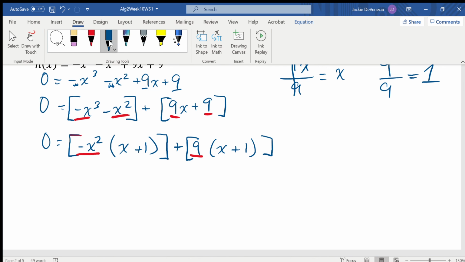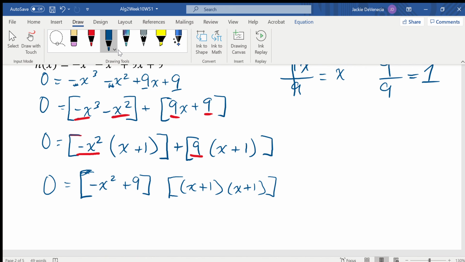So I'm going to rearrange this problem again. I'm going to keep the brackets. Negative x squared plus 9. And then this one is, oh, and you're not going to write the plus sign. You're just going to have 2 different brackets. X plus 1, x plus 1.